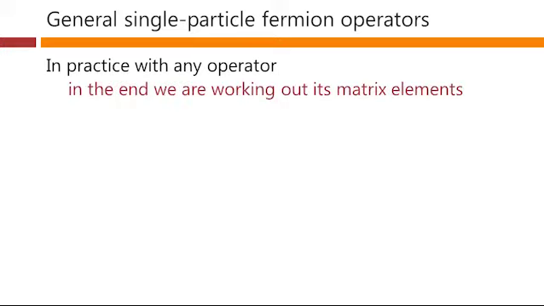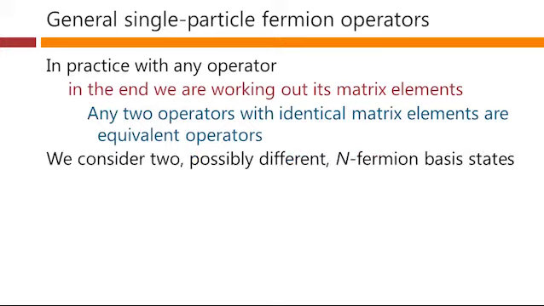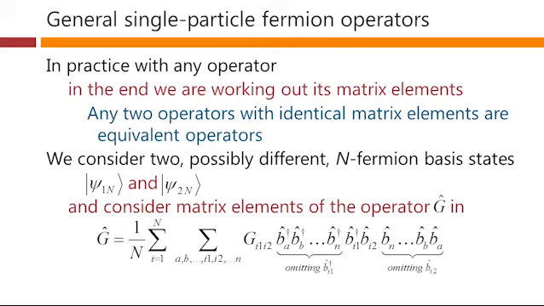Now, in practice with any operator, in the end, we're working out its matrix elements. And any two operators with identical matrix elements are equivalent operators. So we consider two possibly different n-fermion basis states, and we consider matrix elements of our operator G in this form that we just wrote down between such states.